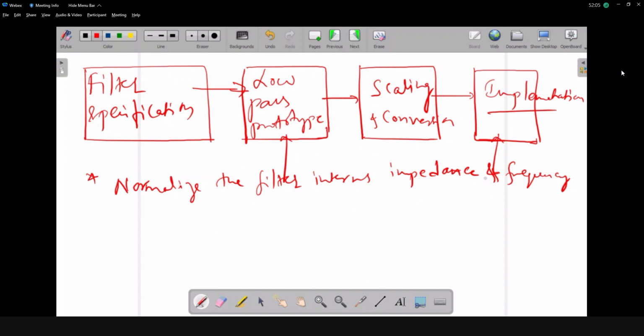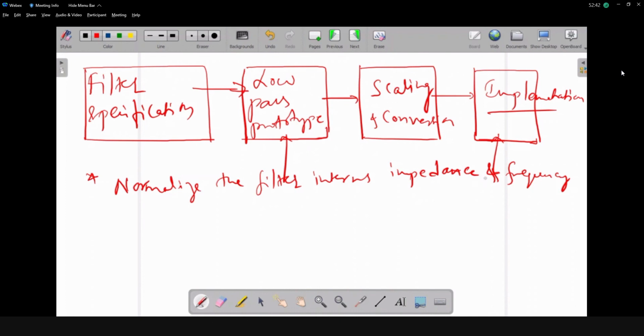You can take any arbitrary values and design, because we have already normalized with respect to frequency and impedance. Whatever the value may be, we don't bother, we just design. That is how the simplification happens. They are then scaled into the desired frequency and impedance. So after normalization we design, and later we do scaling and conversion to the required frequency, and then finally redesign with respect to lumped element components, whether it is an LC filter or RC filter.